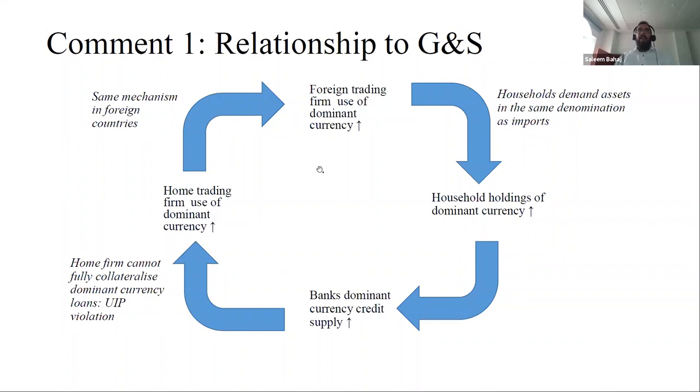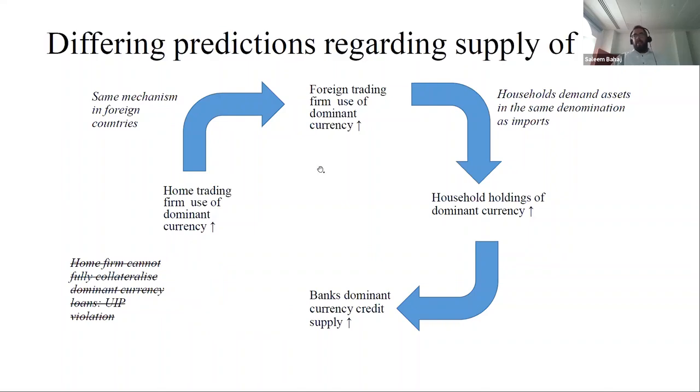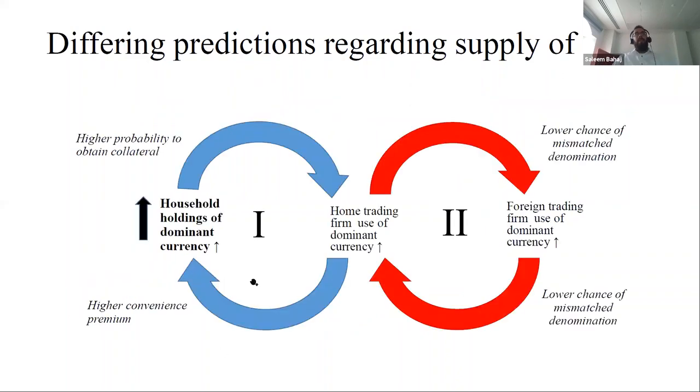What separates them is there's differing predictions regarding the supply of assets, right? So in Goldman and Stein, if you actually have the US printing lots of dollars and supplying the assets, you kill off this UIP violation and this part of the loop goes away, and actually increasing the supply of the assets makes a currency less likely to be dominant. Whereas in Rosen's paper, a different effect happens. All you do is basically amplify this part of his double loop. You make households more likely to hold dominant currency, and that just kicks off everything, and you strengthen the effect of a dominant currency by increasing its supply.